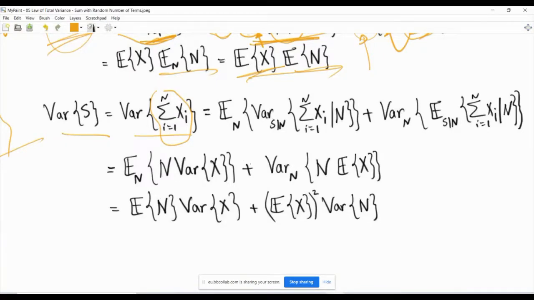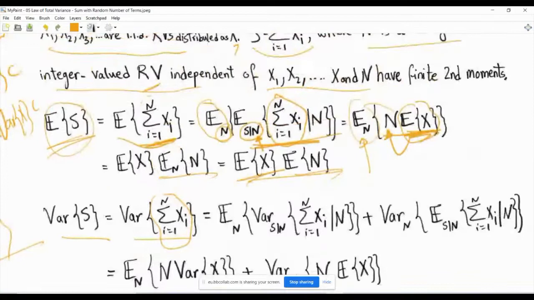Why is expected X not random? Expected X is a number. It's the mean value of those random variables, for example 7 or 25. When you fix N, the expected value of the sum will be the expected value of one of the guys, because they are identically distributed, and then you multiply by N. This expected value of X is a constant. You pull it outside, and then you have the expected N itself.